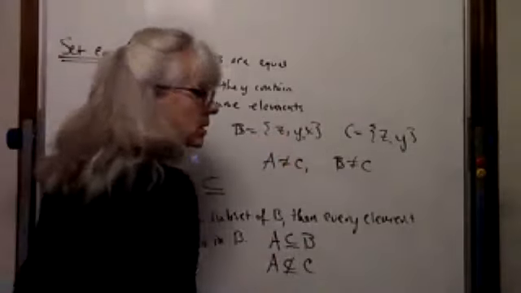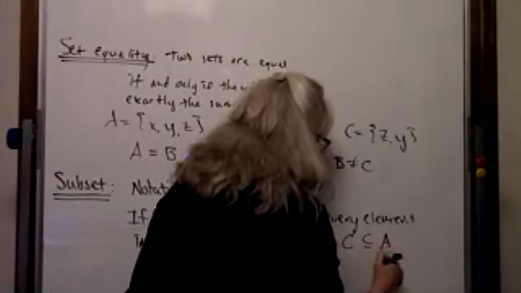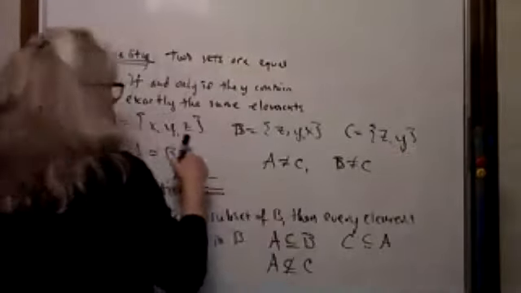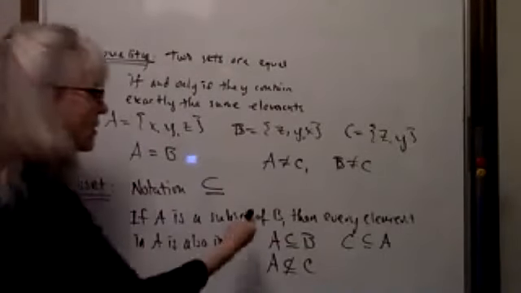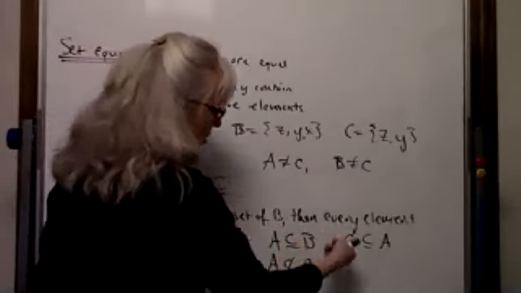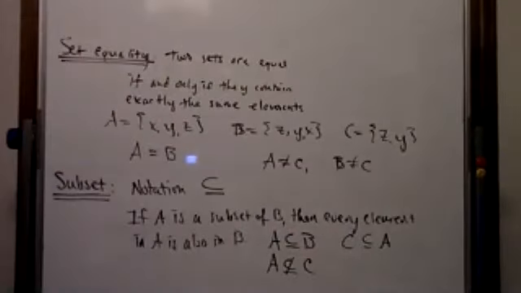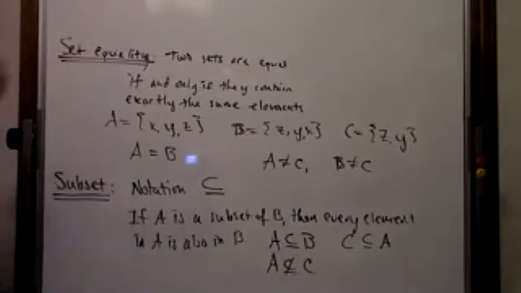But can I flip that statement around? You bet. I can say that C is a subset of A because every element of C is also in A. So subset simply means the one on the left is fully contained in the one that's on the right. So they can also be equal and be true because we know that A and B are equal, and every element of A is contained in B.